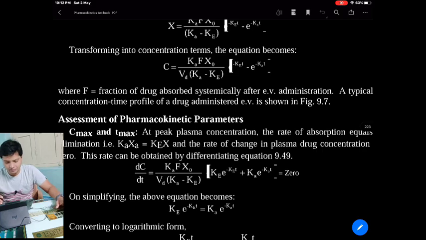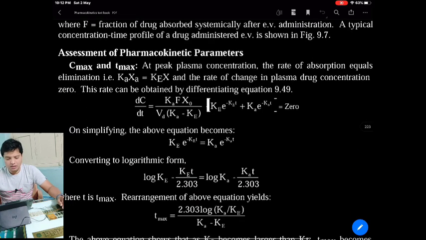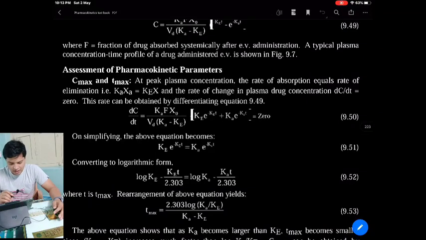Remember this. Okay, Cmax and Tmax. Now how to determine this Cmax and Tmax? By taking the above equation. Okay, by taking that above equation, how can we determine this Cmax and Tmax? That is what this topic will go on to. So what it says here, at peak plasma concentration, the rate of absorption is equal to the rate of elimination, and the rate of change in the drug is constant, is zero.